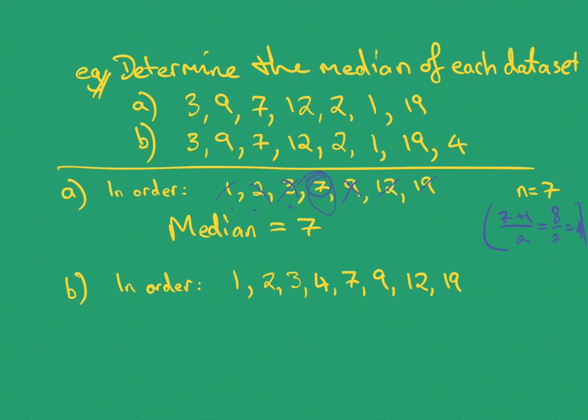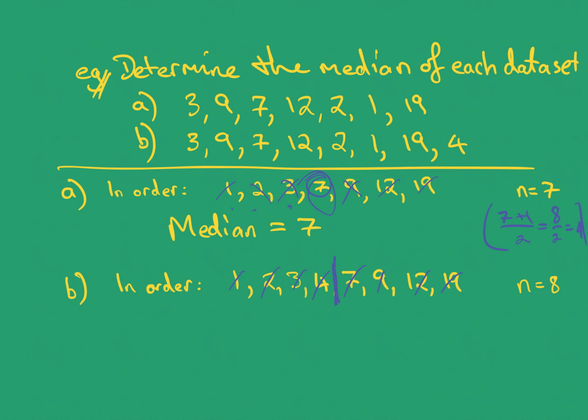Now looking at the second one, part B, again writing them out in order, I had 1, 2, 3, 4, 7, 9, 12, and 19. And in this case, n is equal to 8. I've got 8 observations. Now what happens if I try to go in from either end, knocking off values, trying to find the middle? In this case, if I go 1 and 1, that one and that one, that one and that one, that one and that one, I actually knock out all of the data values. Okay, so it doesn't work really easily in that case. It's a bit less obvious than the first.